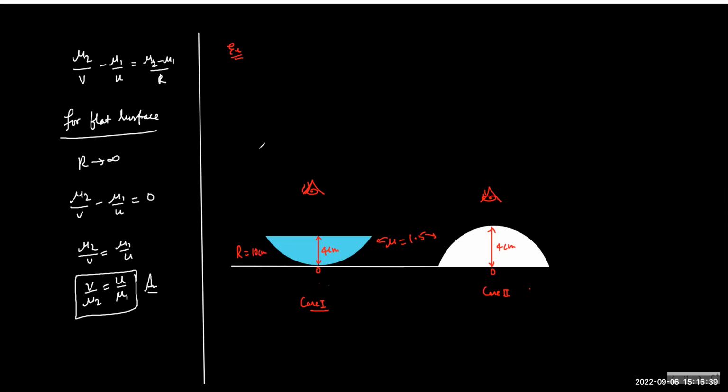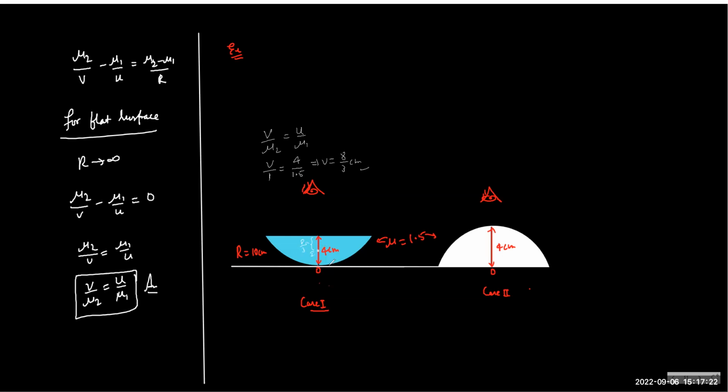So in the first case, V by mu2 is U by mu1. We want to find V. Mu2 is air. And U is 4 below. And what is mu1? It is 1.5. So that's the direct answer. V is how much? 4 by 3 by 2, 8 by 3. That's it. So the image will form at a depth of 8 by 3 centimeter from here. This is the image point.